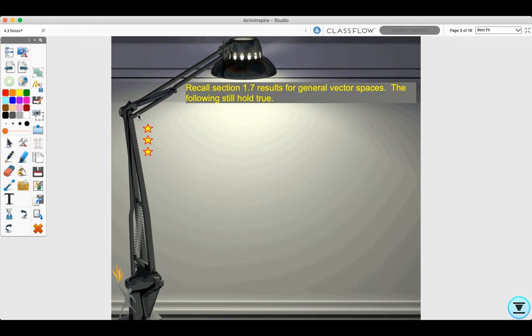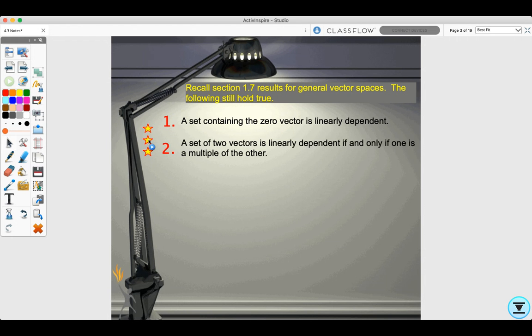Recall section 1.7 for the general vector spaces. The following still hold true. First, a set containing the 0 vector is linearly dependent. A set of two vectors is linearly dependent if and only if one is a multiple of the other. And a set containing only the 0 vector is linearly independent.